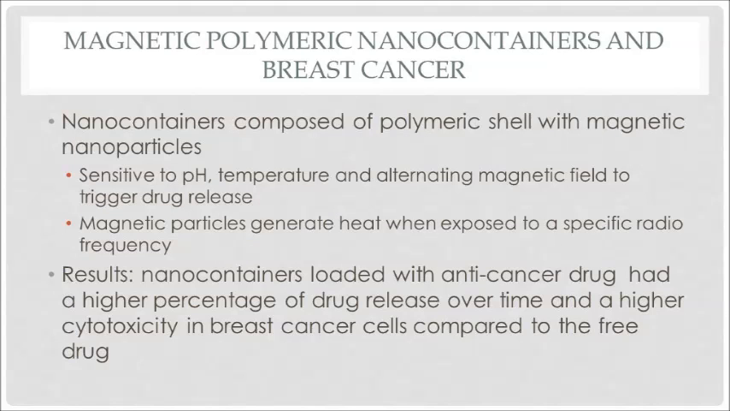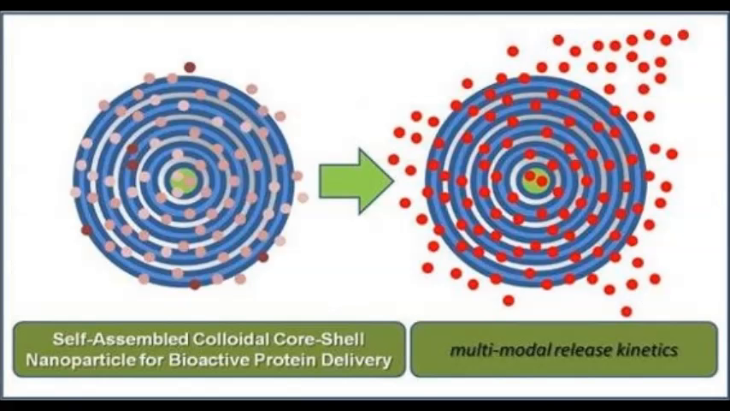Magnetic polymeric nanocontainers are an example of the previously mentioned smart release nanodevices, and they have been recently tested on breast cancer cells. So the nanocontainers are composed of a stimuli-responsive polymeric shell with magnetic nanoparticles embedded into the polymer. So these nanocontainers are made sensitive to pH and temperature changes, and they also respond to an applied magnetic field, which triggers the drug release.